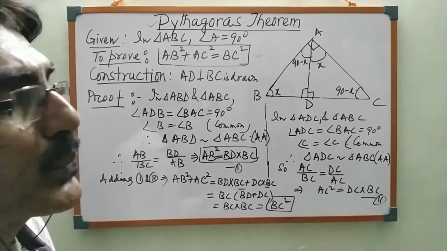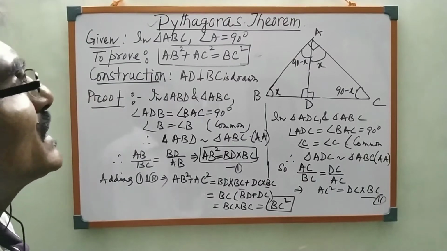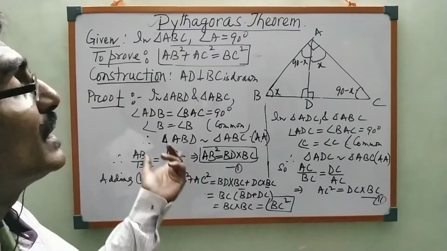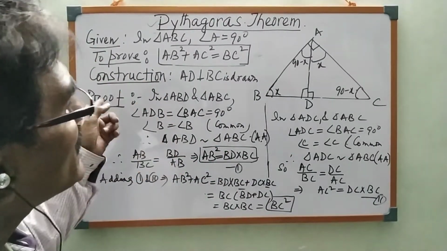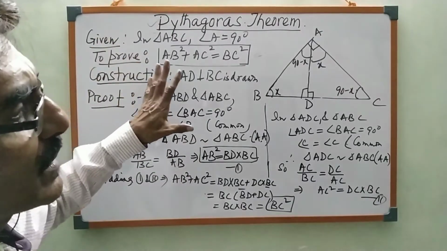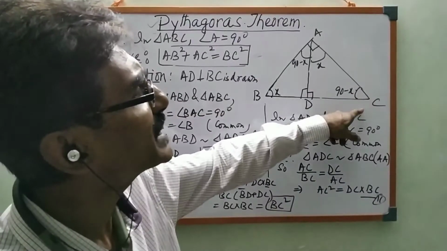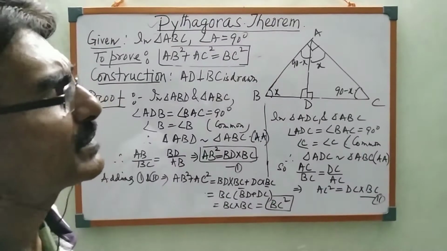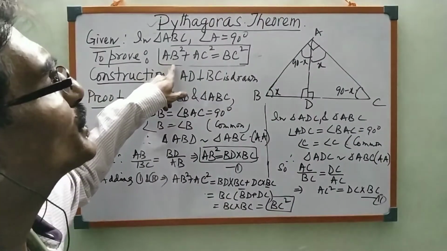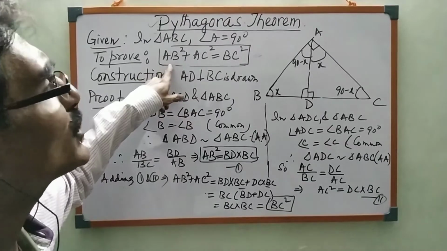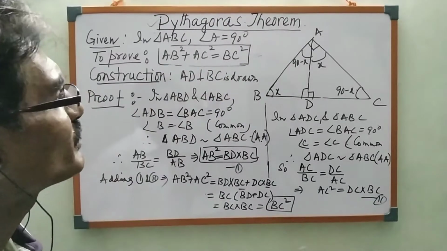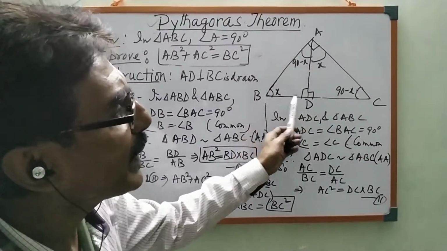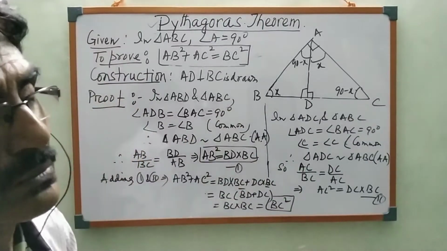Now, for any proof, as you know from class 9 or lower classes, to prove a theorem there are different steps, which we also followed in the Thales theorem. First we have to write what is given. Already I said, in right triangle ABC, angle A is 90. After that, what is to be proved? The statement of Pythagoras theorem, or in short, mathematically, AB square plus AC square equals BC square. After that, the construction: AD perpendicular on BC is drawn.